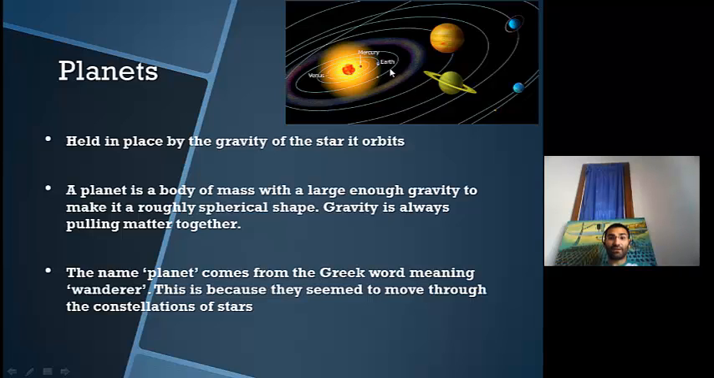Now that's to do with something called parallax. We'll have a look at what parallax actually means later on. But the word planet comes from wanderer because the Greeks saw these bright spots wandering across their constellations.